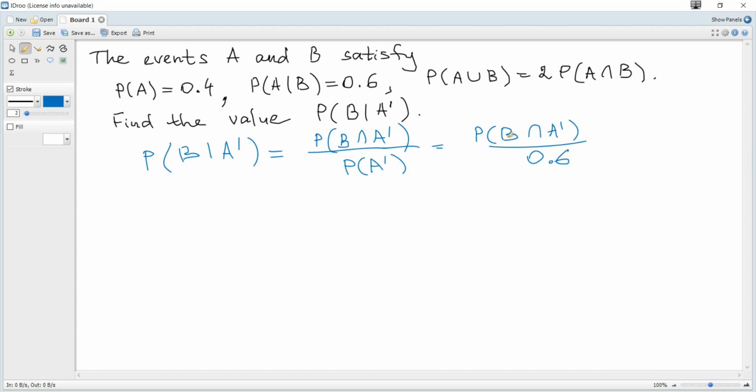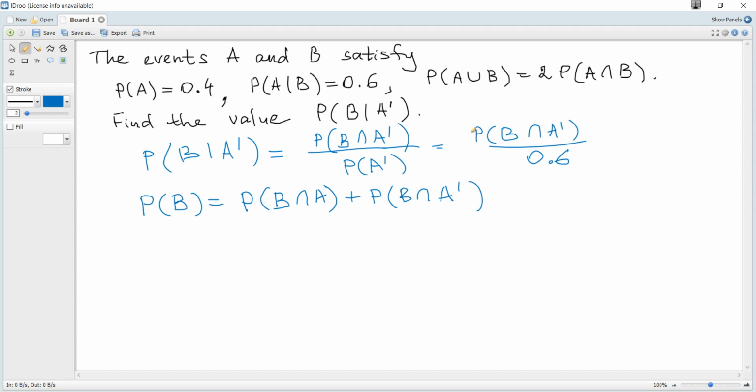I see such a construction, B and not A, and I remember the following formula. It may be useful or required that probability of B can be represented as probability of B and A plus probability of B and not A.